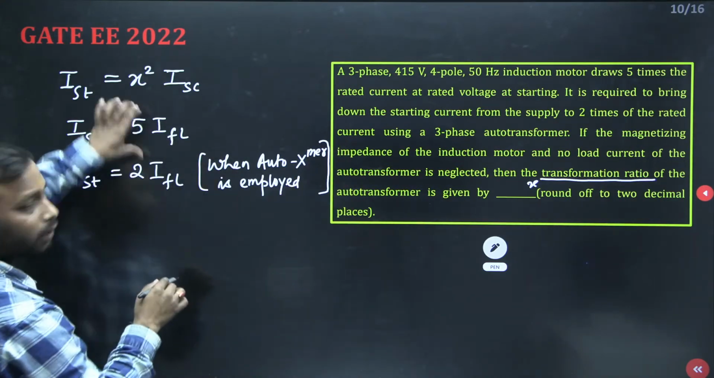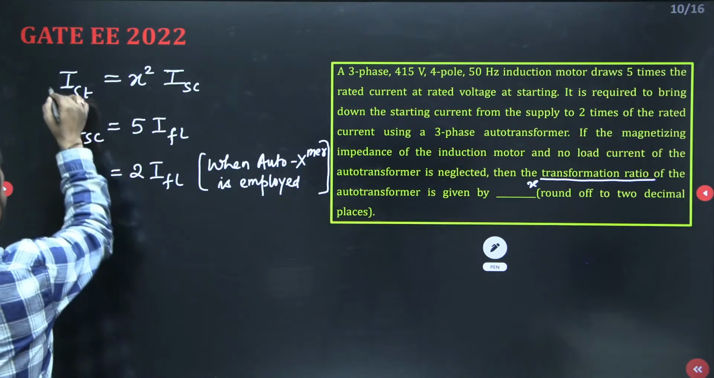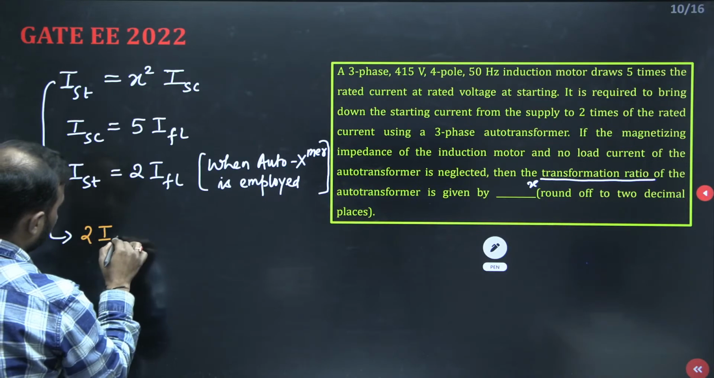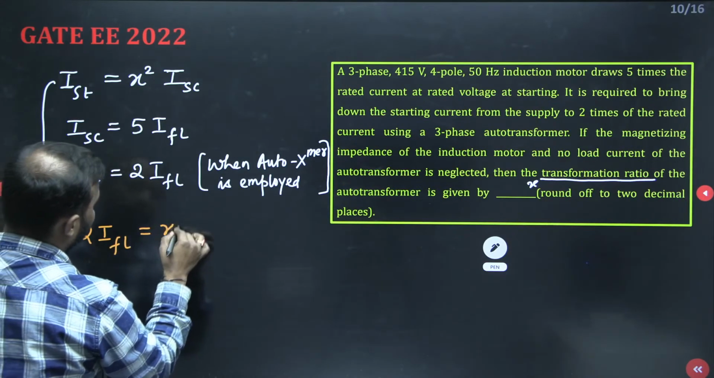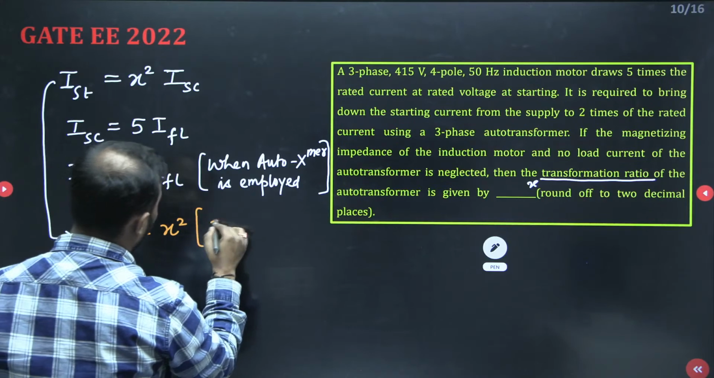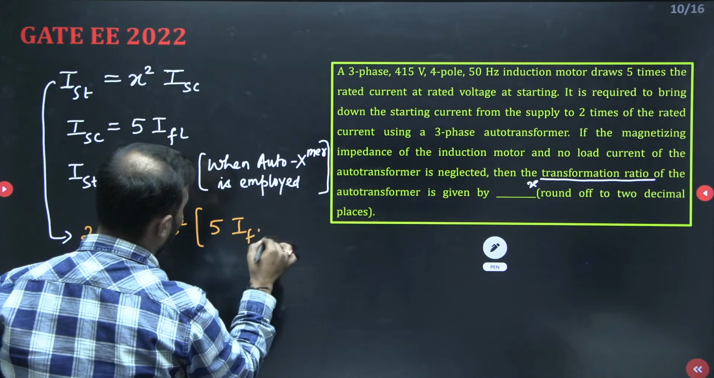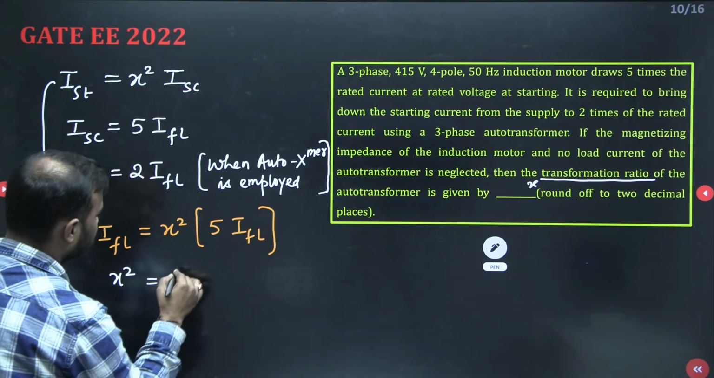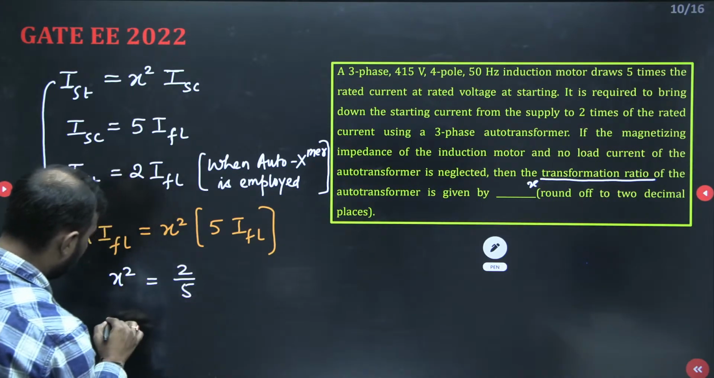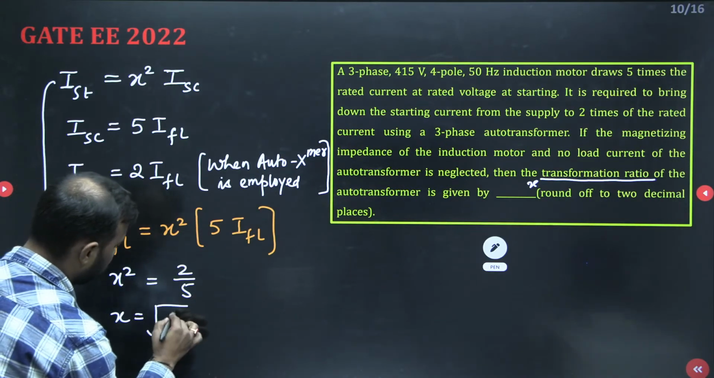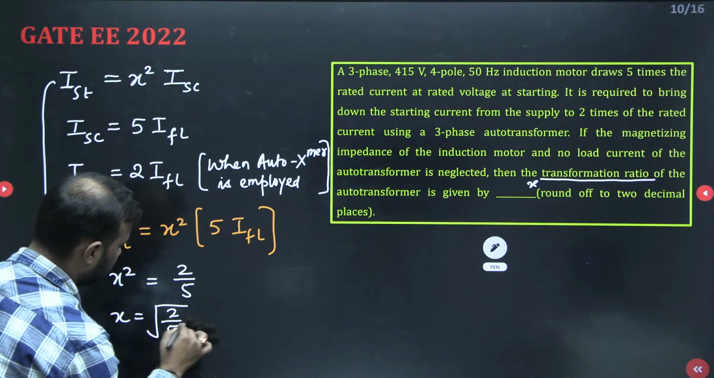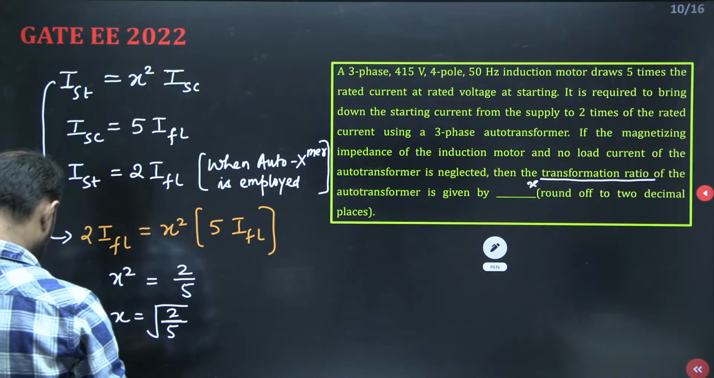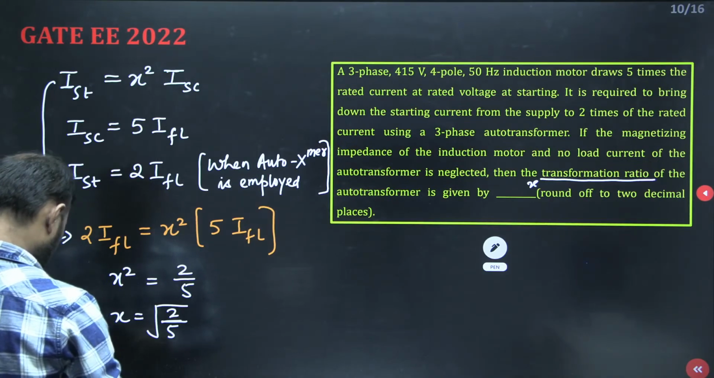Done. So substitute this value over here. This is equal to 2 times IFL times X square. ISC is 5 times IFL. So when you solve this, we'll get X square as 2 by 5, or X equal to root over 2 by 5. Let me solve it: root over 2 divided by 5.